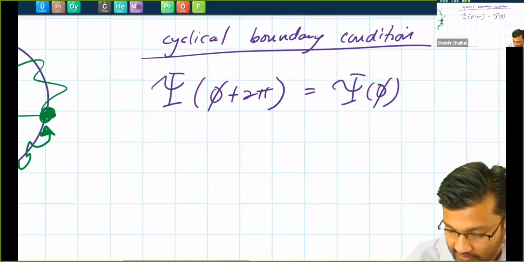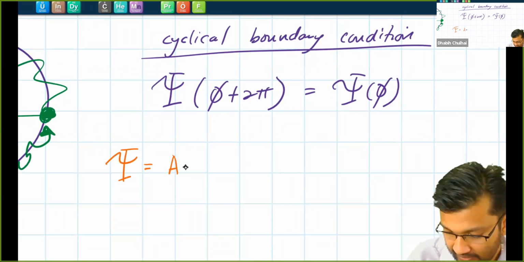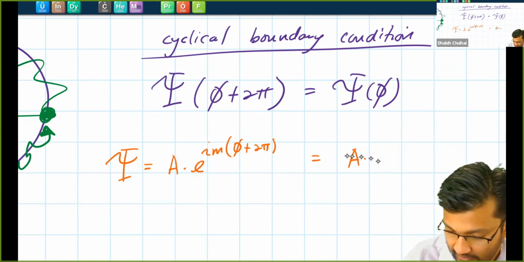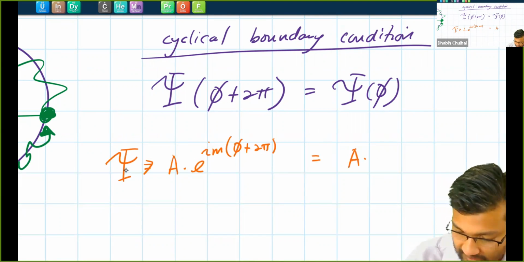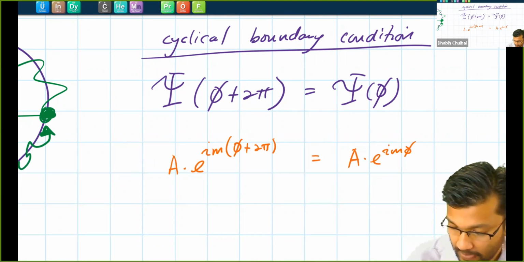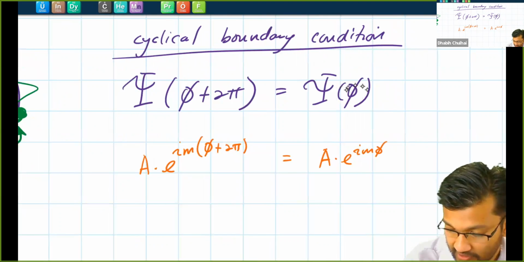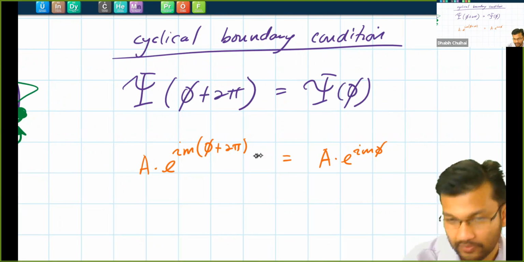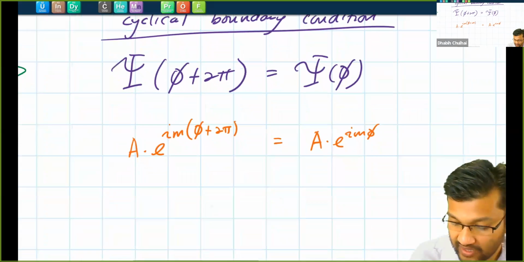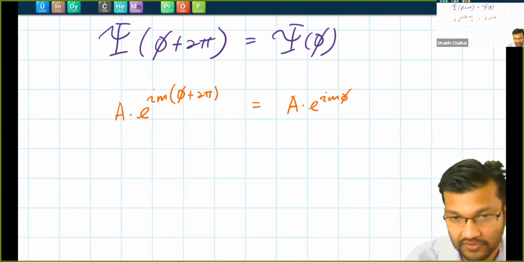All right. So psi of this thing here would be A times e to the i times m times phi, but now phi is this phi plus 2 pi. And on this side, it's A times e to the i m phi. So this is the wave function at just phi, and this is the wave function at phi plus 2 pi. All I did was change phi into phi plus 2 pi. And because of the cyclical boundary conditions, those two things should be identical.